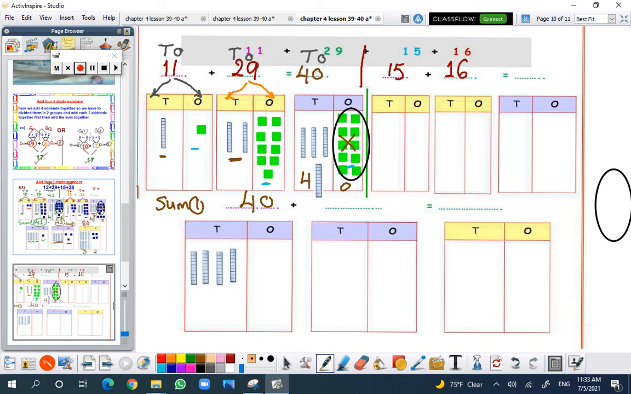Okay, let's represent group number 2. Here I have 15 plus 16. What is the first step? T-O, T-O, T-O as usual. Let's represent 15 and 16 together. 15, so 1 on the tens as usual and 5 on the ones. Excellent. 16 also 1 on the tens and 6 on the ones. Don't forget we start adding the ones together.